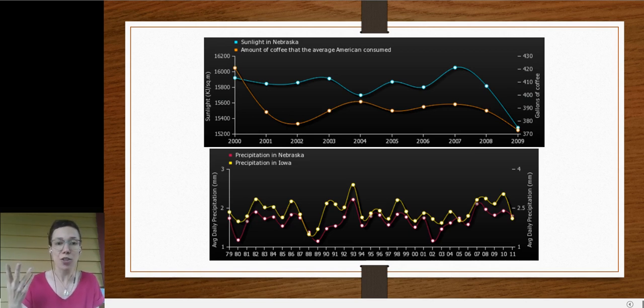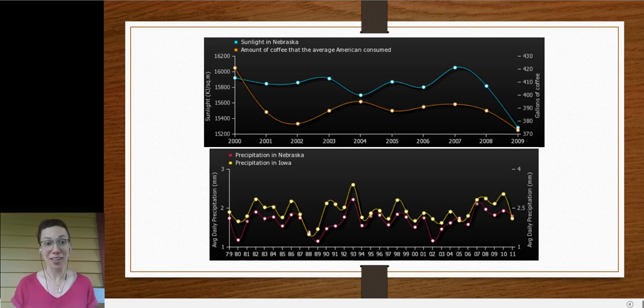Makes sense. These are very strongly related, right? We can see that the lines, not always perfect, but we can see that the lines tend to flow with one another. We can see that these variables are a lot more connected than perhaps sunlight in Nebraska and the average amount of coffee consumed by the average American. And actually thinking about that previous example too, the amount of coffee that the average American consumed, that's like beyond Nebraska. So it makes sense that people in California aren't being influenced by the amount of sunlight in Nebraska, right?